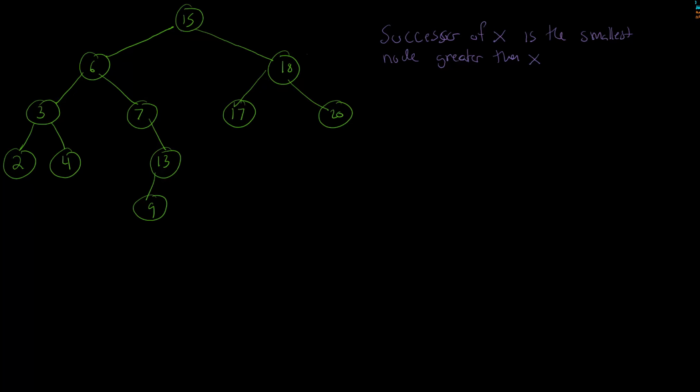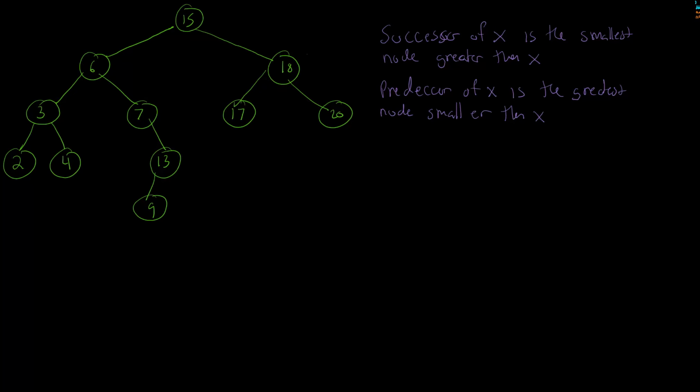Alright, so then what's the predecessor? The predecessor of X is the greatest node smaller than X. Okay, so how do we find these?